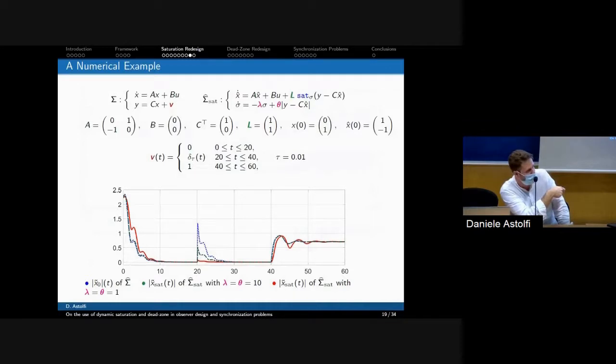But then when we apply an outlier at time 20, we see that the red one is nearly not affected by the outlier, while the blue one, which is the original observer, goes very far because we have a large impulse, and then you need to recalibrate because there is no perturbation. And finally, when we apply a constant perturbation, we end up at the same value, so we are not doing worse in this case.